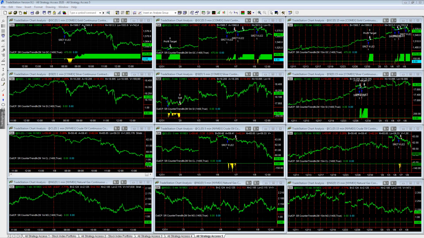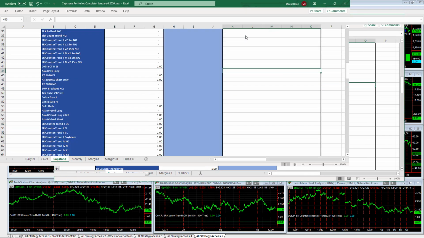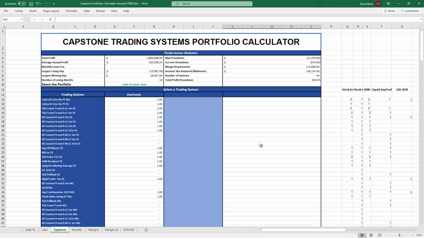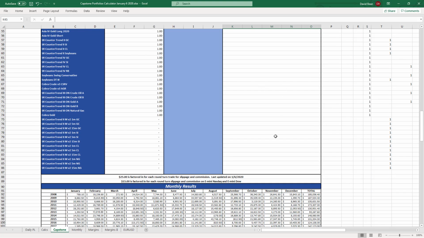I'm adding 12 additional strategies to the portfolio calculator, and this will be included in the all strategy access. The reason I'm doing that is because I want to be able to trade or have access to the liquid day trade portfolio that was introduced last year. We kind of put that on the shelf, and these are some of the strategies that I'm adding so that we can look at the latest research. It's this list of strategies right here.